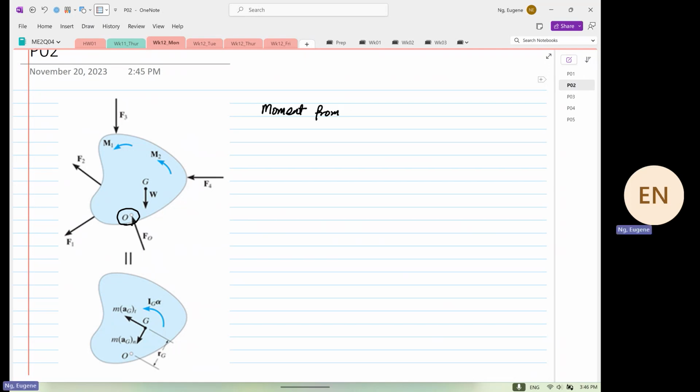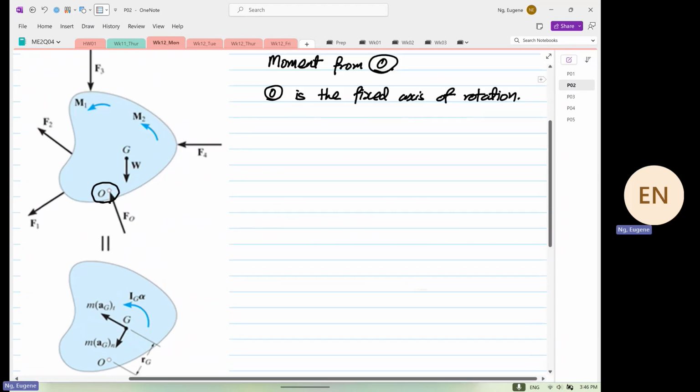We are going to take the moment of inertia from point O, and point O over here is the fixed axis of rotation. Can you all see my handwriting, yes or no? Or is it difficult? Are you okay? Okay, let me zoom in a bit.